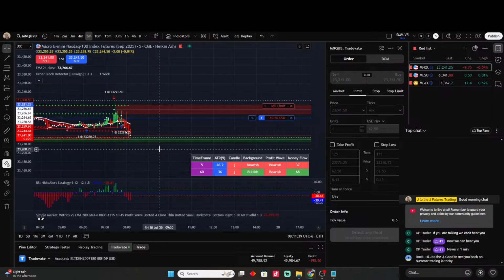And NQ's trying that low again. Let's see if it's just going to reject or what it's going to do here.